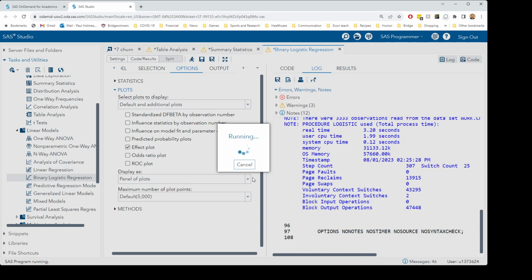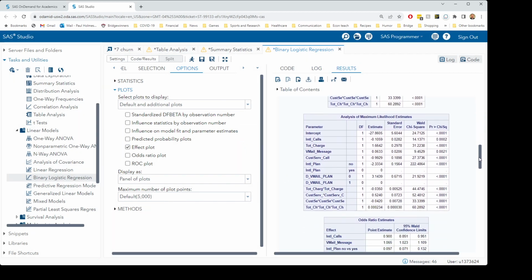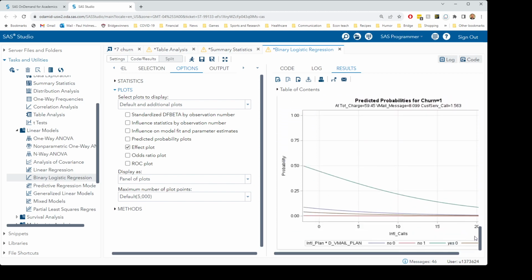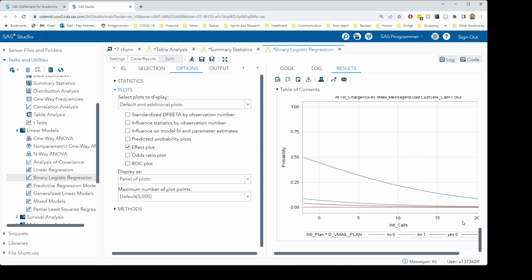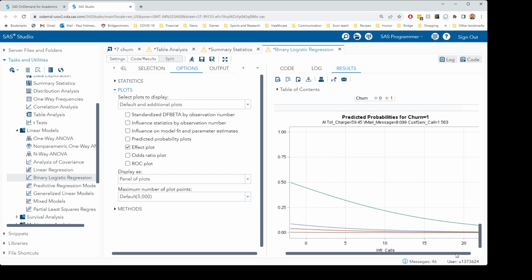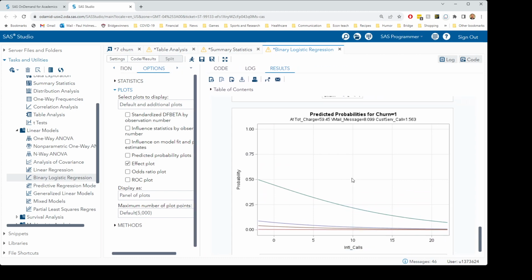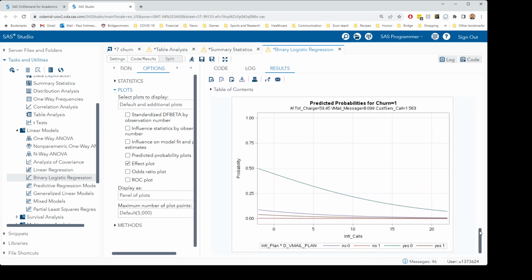I'm going to hit run and show you what we get here. This is going to give us a plot showing the chance that people are going to churn. It's all the way down at the bottom here, concentrating on just one particular variable at a time. The variable we're looking at here, for better or worse, is international calls. This is going to assume that all of the continuous variables have their average value. So that's these guys here.